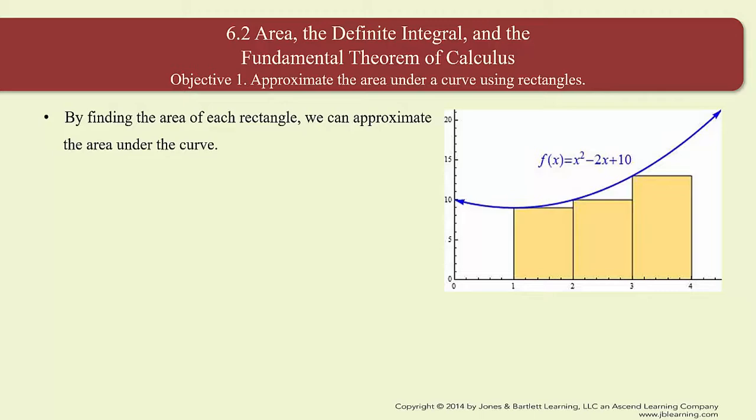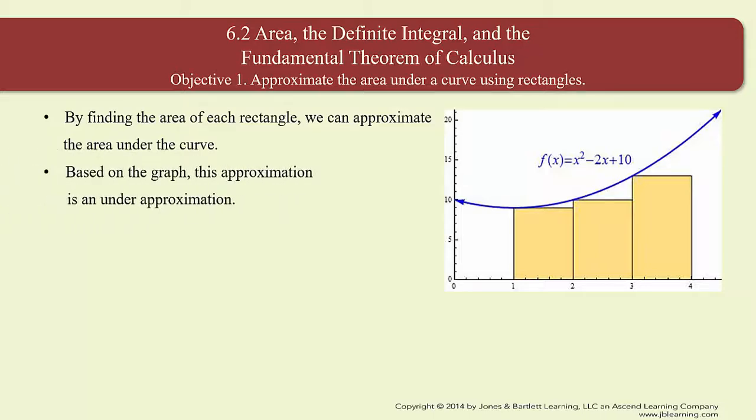We can find the area of each rectangle. It's just simply base times height. And we can use the area of each rectangle to approximate the area under the curve. In other words, we can find the area of each one of those rectangles, add those 3 rectangular areas together, and that sum would give us an approximation to the area under the curve.